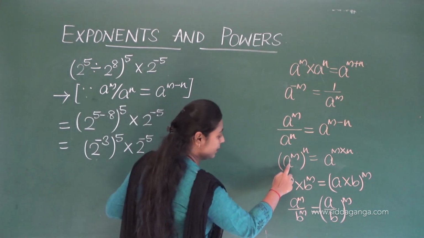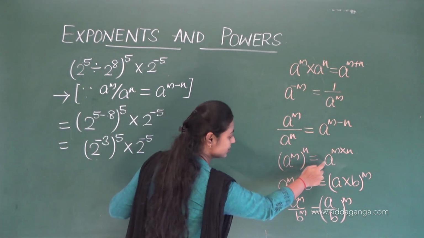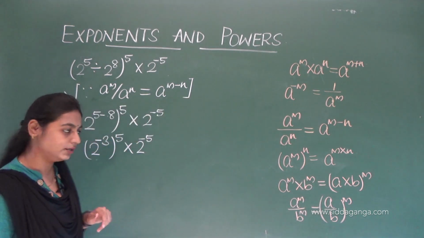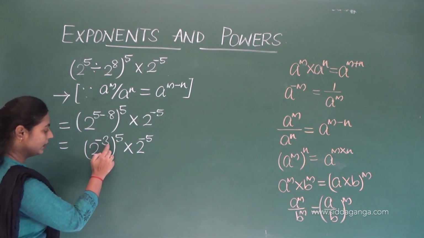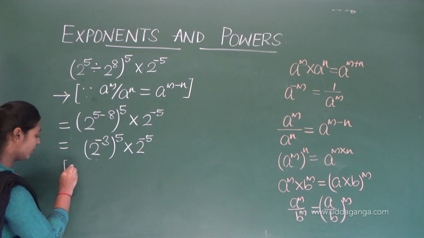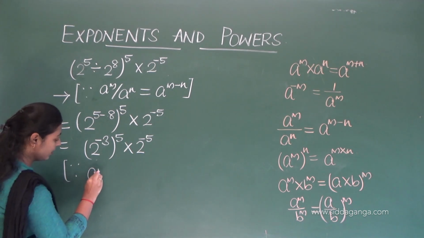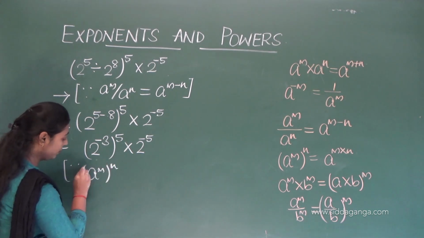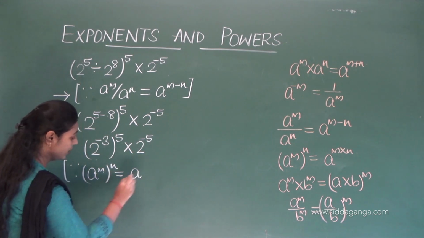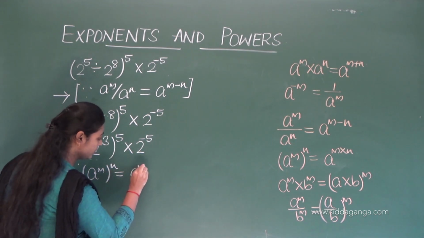Again a power m whole power n is equal to a raised to the power of m into n. So here also you will multiply, by the law of exponents, since a power m whole power n is equal to a to the power of m into n.